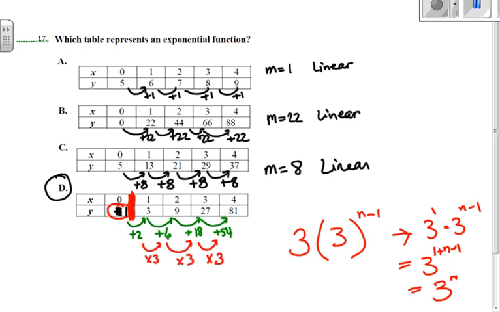So do remember that if it's exponential and it doesn't have a multiplier on the outside, then it has to be 1 right there, because anything to the 0 power is 1, so that's a mistake.